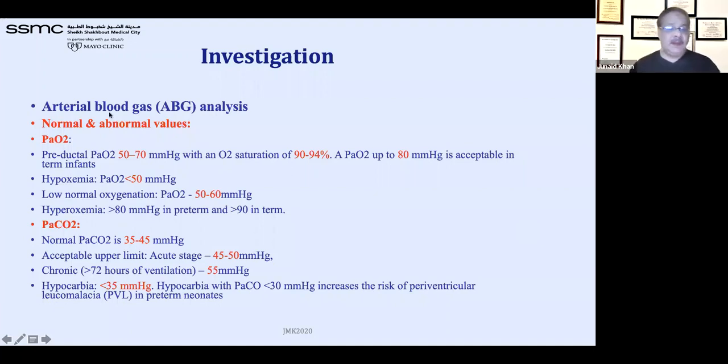If you have a preductal PaO2 of 50 to 70 mmHg in your pulse ox, and 90 to 94%, the PaO2 up to 80 mmHg is acceptable in the term infant.